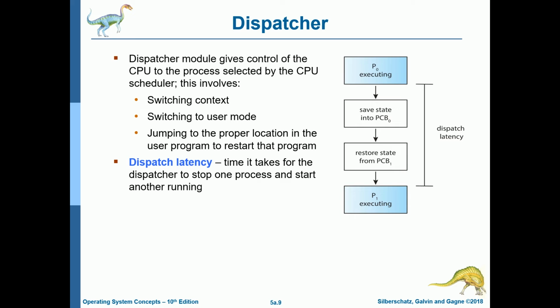A very important component involved in CPU scheduling is called the dispatcher. The dispatcher is the module that gives control of the CPU's core to a process.